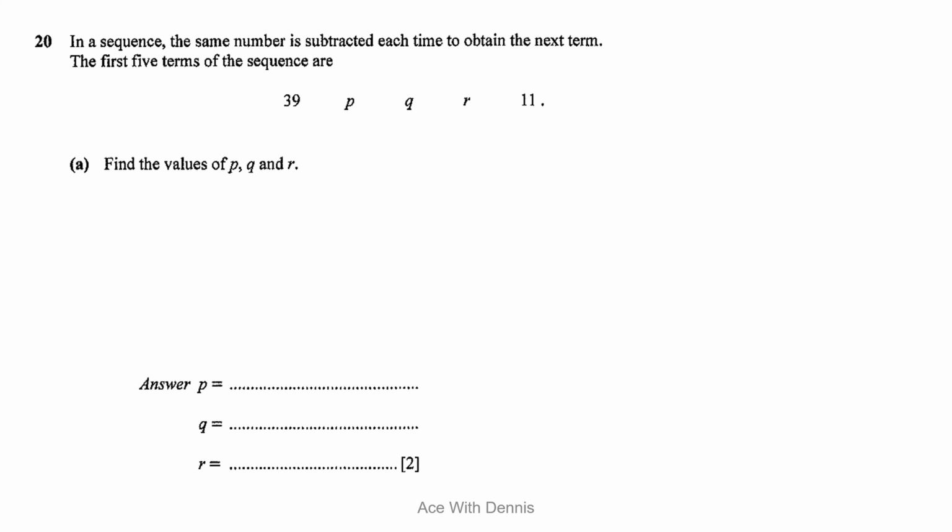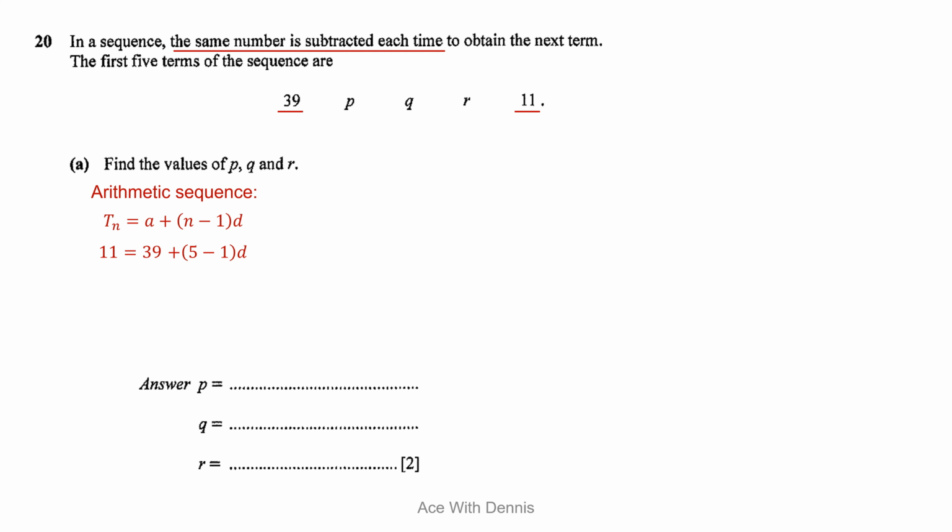2 marks. So given that in this sequence the same number is subtracted each time, this is an arithmetic sequence. Then we can apply the arithmetic sequence formula, which is Tn equals a plus (n minus 1)d. 39 is the first term, which is the a. Therefore, the formula is 39, and the last term is 11. So we can let it be the Tn 11, and the n is 5. So the equation becomes 11 equals 39 plus (5 minus 1)d.